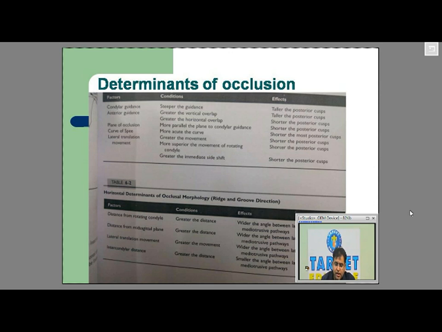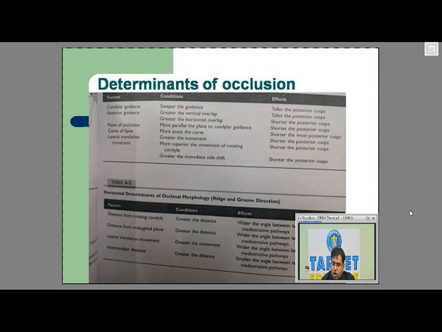While the horizontal determinants of occlusion morphology are distance from the rotating condyle, distance from the mid-sagittal plane, lateral translation movement, and intercondylar distance.